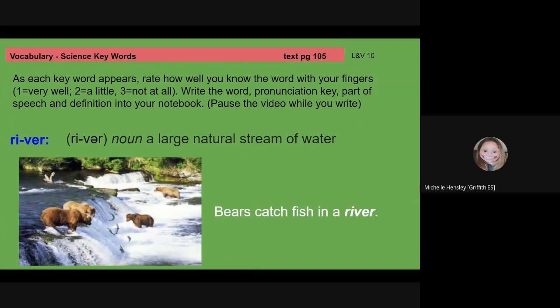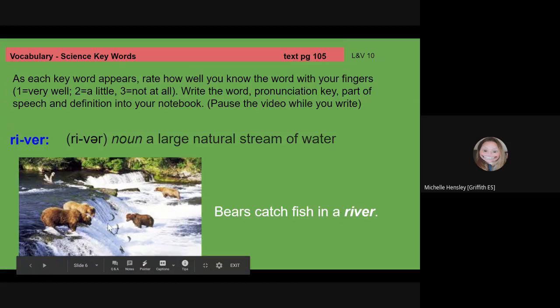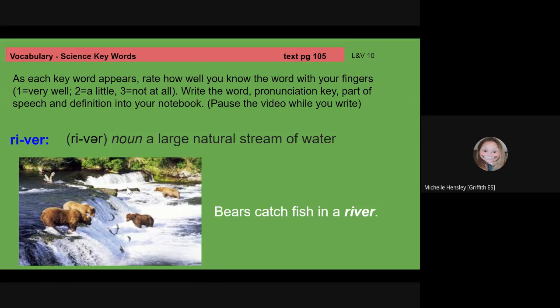Here's another example for you. Some bears catch fish in a river in Alaska. Okay, bears catch fish in a river. And you'll notice the big difference between a river and like a stream or a creek is that rivers are generally large natural streams of water, so they're a lot bigger, and the water is usually flowing. And the water moves in a river towards the ocean, where in like a lake, it can move a little bit because it's part of a river, but it's not moving a lot.